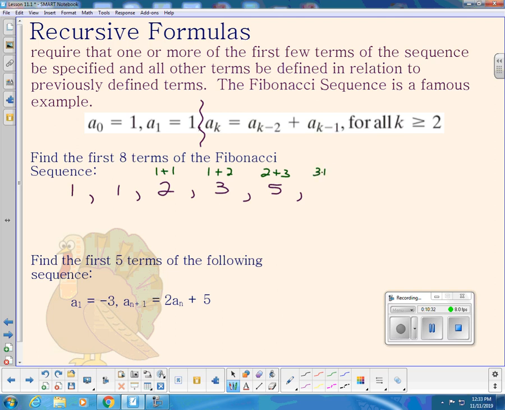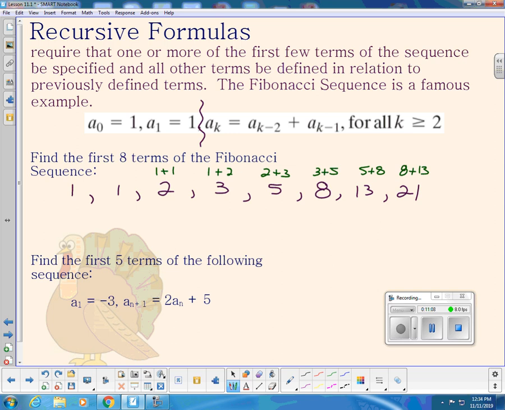3 plus 5 is 8. 5 plus 8 is 13. And you just keep doing that process. 8 plus 13 is 21. 13 plus 21 is, and you can keep going on and on and on. This sequence is actually seen in nature. Look like the petals of a flower. You'll have one row that has 5, and then the next row will have 8, and the next row will have 13. It's kind of cool. But it's seen in nature.